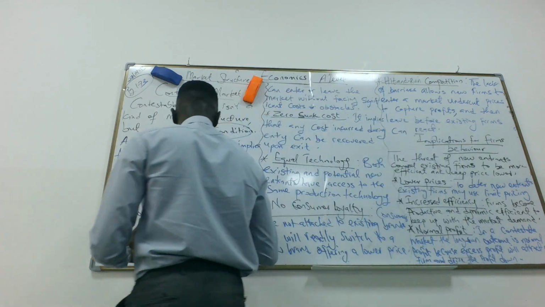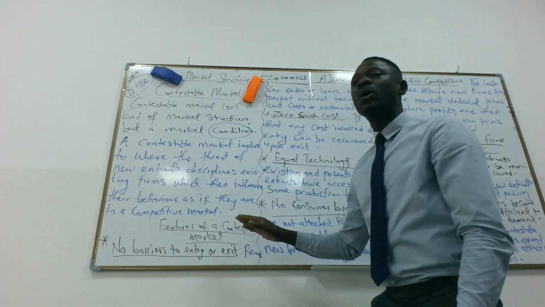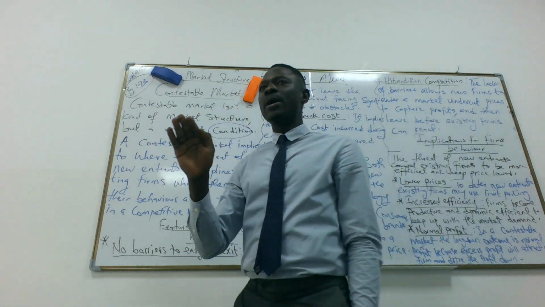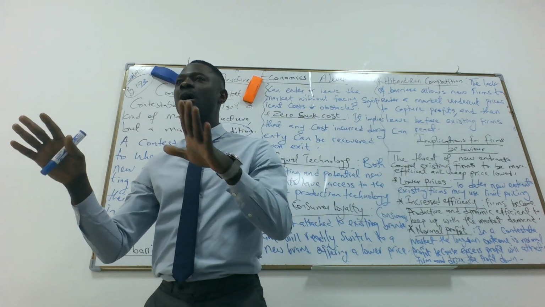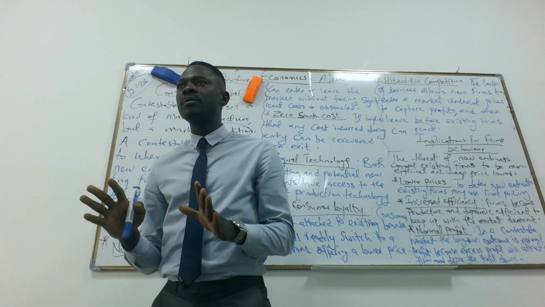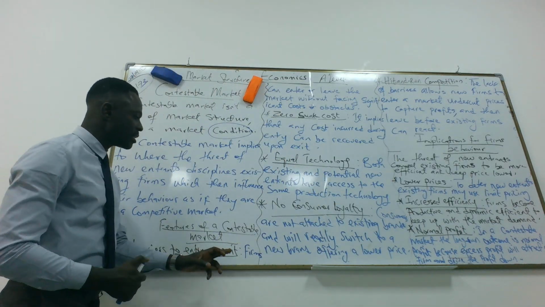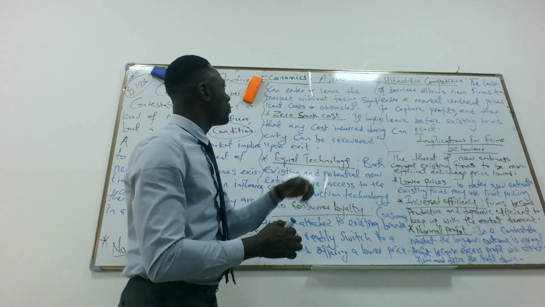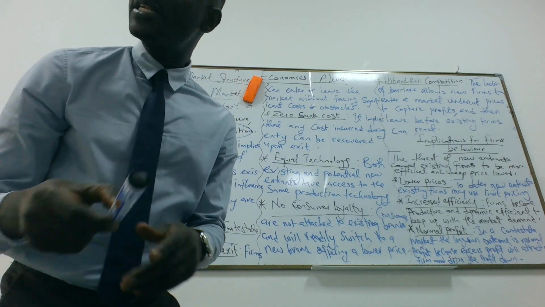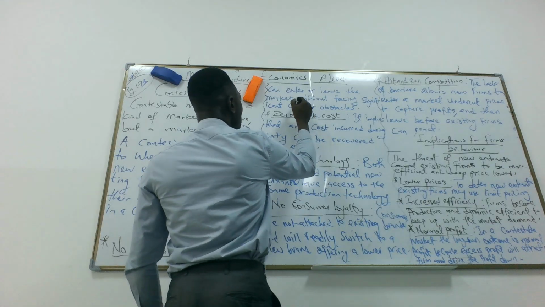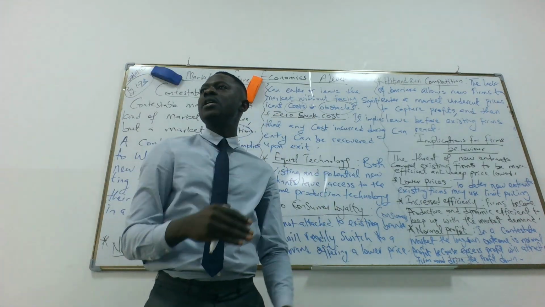Okay. So what are the features of a contestable market? The first one is no barriers to entry or exit. In a contestable market, firms can come in and go out without any cost incurred. So get the point here. No barriers to entry or exit. Firms can enter or leave the market without facing significant cost or obstacles. In a contestable market, firms do not have to incur cost or any obstacle from coming in or going out.